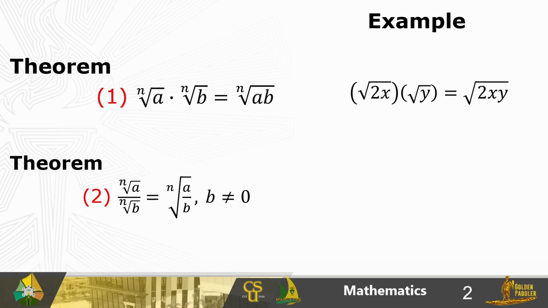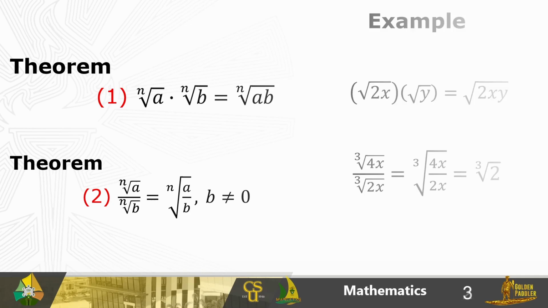Another is this ratio, the nth root of A over the nth root of B, which is equal to the nth root of A over B, where B should not be equal to 0. For example, the cube root of 4x over the cube root of 2x is equal to the cube root of 4x over 2x, which is equal to the cube root of 2. We can directly divide the radicands of both numerator and denominator because we have the same index.